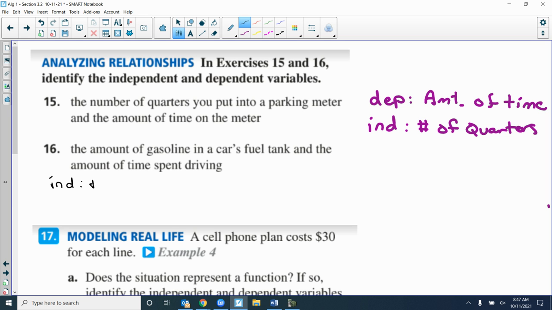Okay, the independent is time spent driving, or just time. I'm just going to leave it as that. Dependent is going to be the amount of gas left. So the amount of gas in the tank.